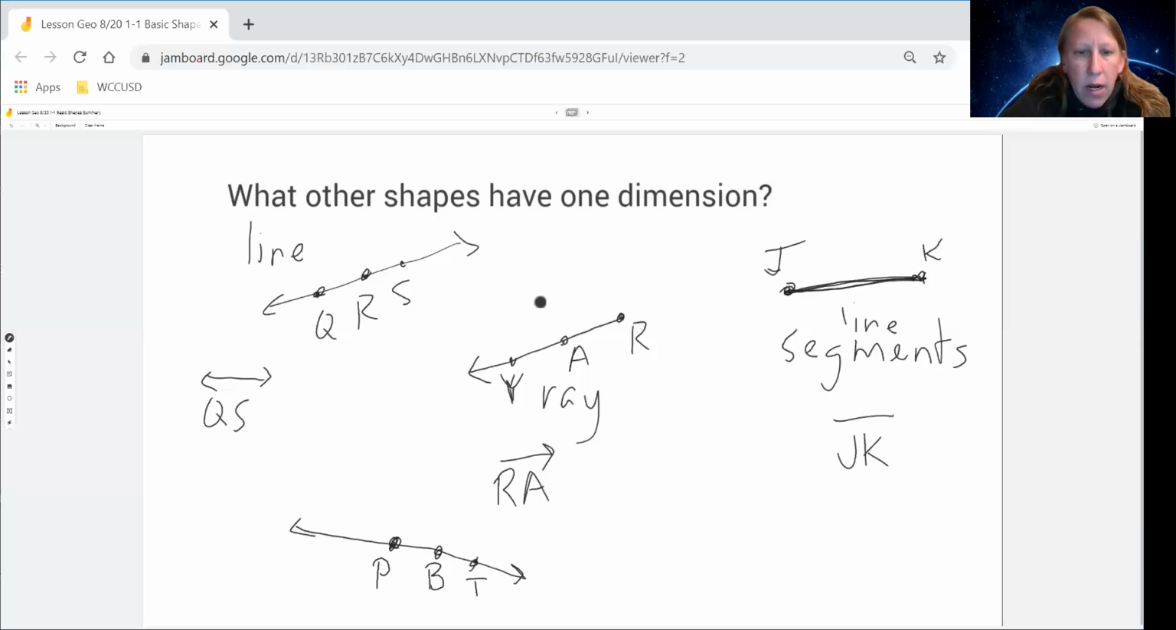If I said, what's a pair of opposite rays in this figure? You would say, well, I could start at B and I could go off towards T. That would be this shape from B out towards T. And the opposite ray is ray B going off towards P. Notice the arrow goes the same way, even though in the picture it goes different ways. So they both start at B. One goes off towards T and one goes out towards P. So ray BT and ray BP are opposite rays.